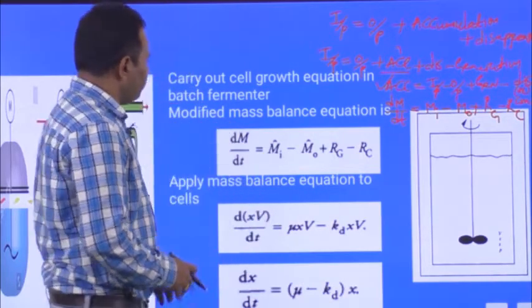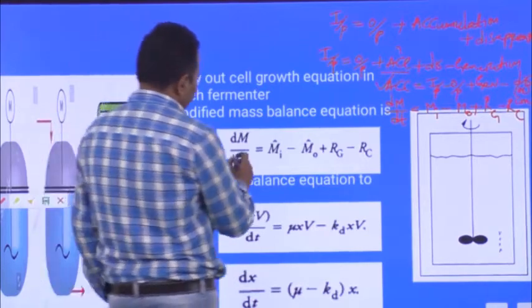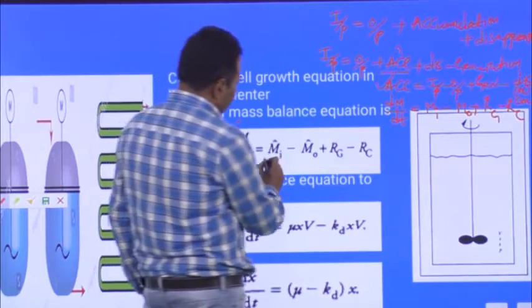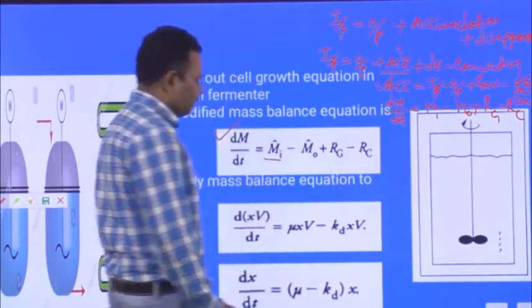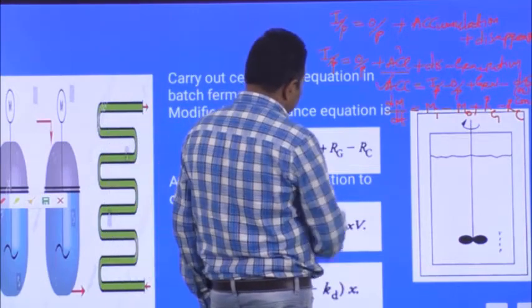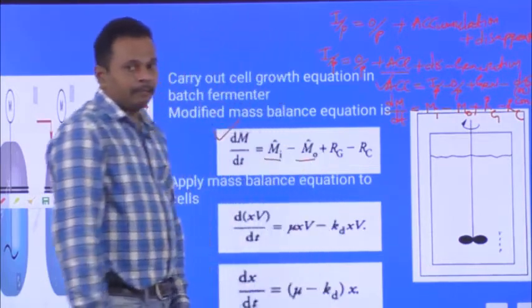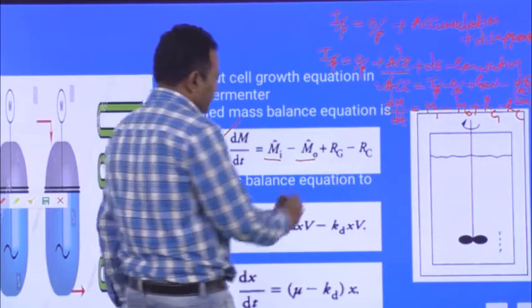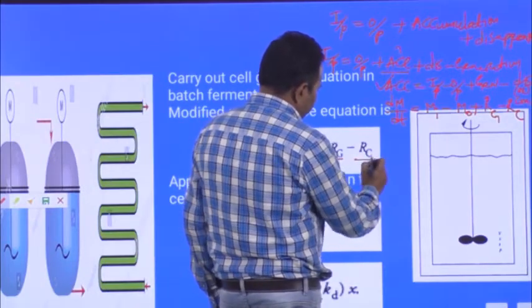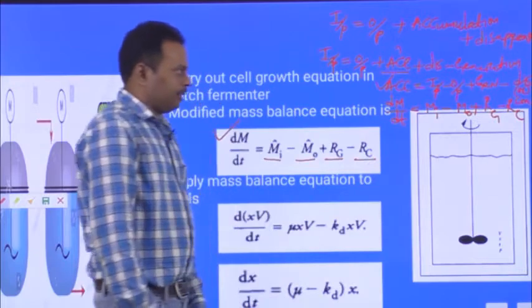So this is the modified mass balance equation. dm by dt is equal to Mi cap minus M0 cap. This is the mass of the component i entering the fermenter, minus M0 cap, the mass of the component leaving the fermenter, plus RG, the rate of generation of the component due to biological reaction, minus RC, the rate of consumption of the component due to biological reaction.